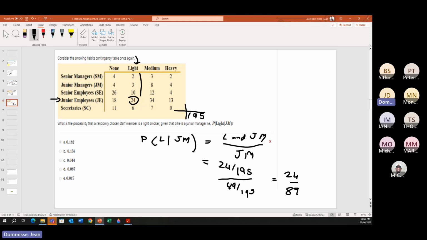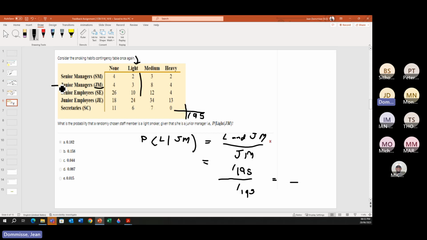24 divided by 89 is equal to 0.2697, which is not one of them. Okay, that is not great. So where did I make a mistake? I looked at junior employees and not junior managers. I didn't even realize there was a different one. Okay, so that was wrong, and that was wrong. See how easy it is to just assume I was working with some of the other stuff.